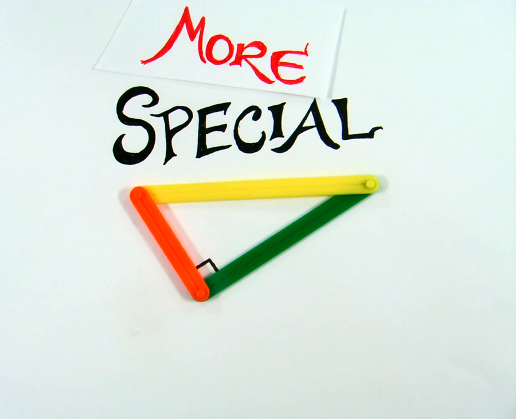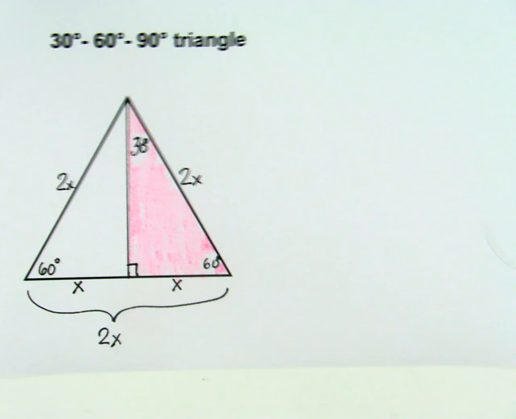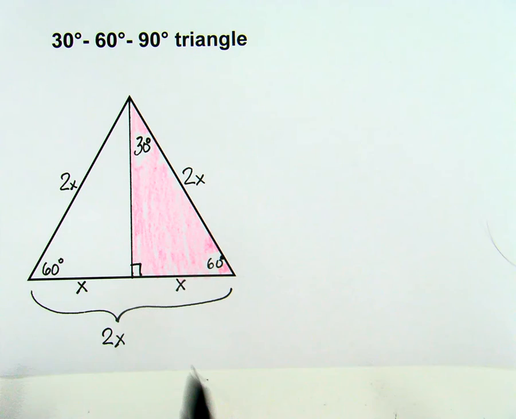This is a continuation of the geometry lesson on special right triangles. We ended off, or the thing quit on me, when it was working on the 30, 60, 90 right triangle. So as we look at the 30, 60, 90 right triangle, we can see it's half of the equilateral.